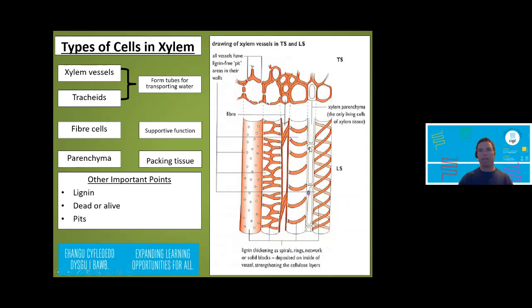The parenchyma, you don't see any red on there. Parenchyma is not lignified at all. Whenever you see lignification, it's telling you straight away that that cell is dead, which tells you that the xylem vessels, the tracheids, the fiber cells are all dead cells. Their function is, well, fiber cells is simply for support.